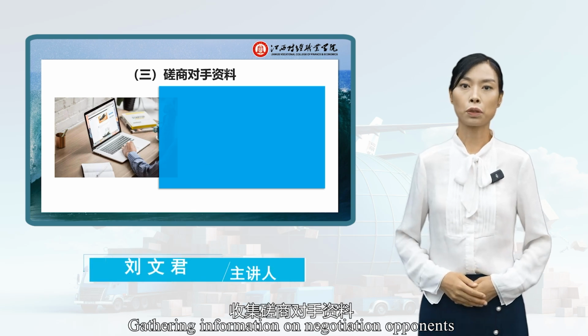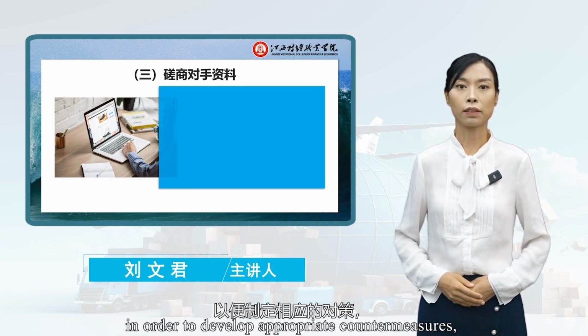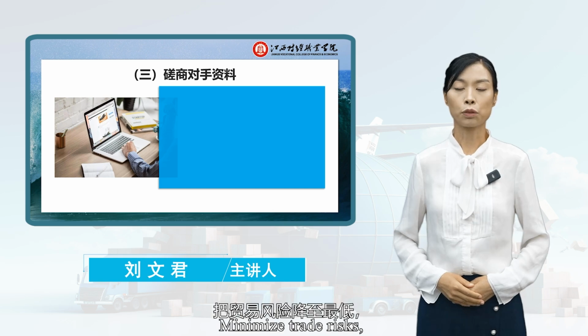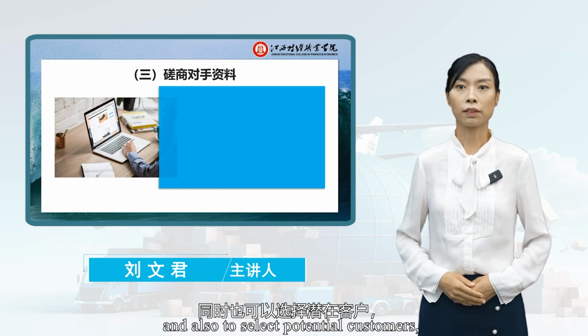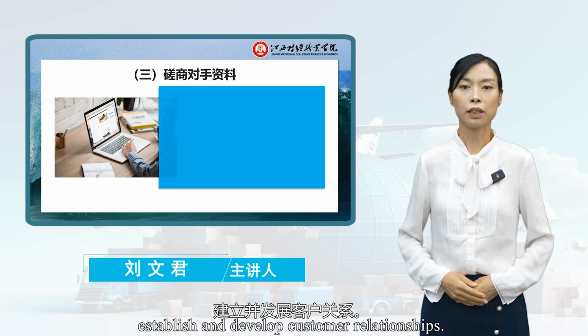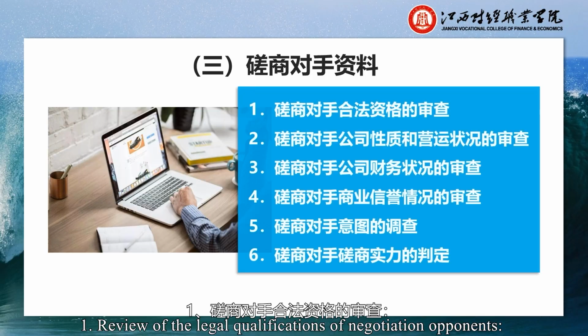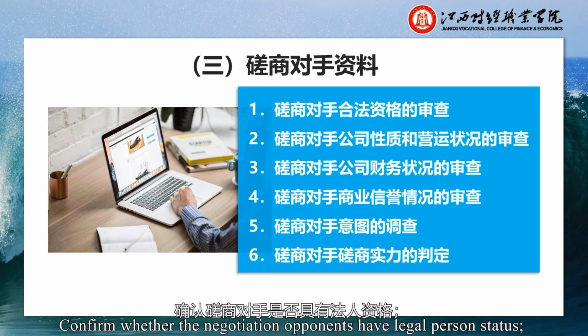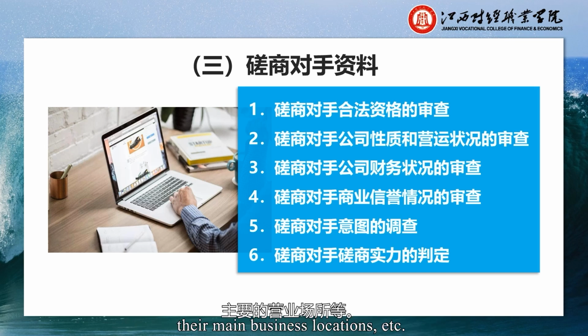Gathering information on negotiation opponents is to understand the actual situation of the trading partners in order to develop appropriate countermeasures, minimize trade risks, reduce or avoid losses, and also to select potential customers, and establish and develop customer relationships. First, review of the legal qualifications of negotiation opponents. Confirm whether the negotiation opponents have legal person status. Confirm the legal name of the negotiation opponents, their main business locations, etc.